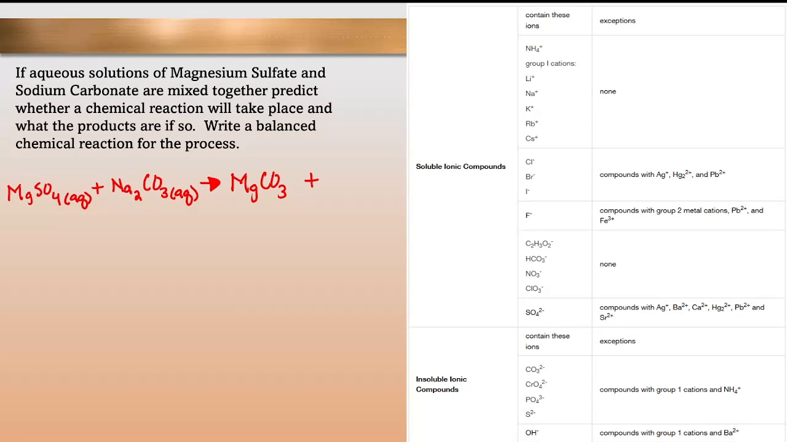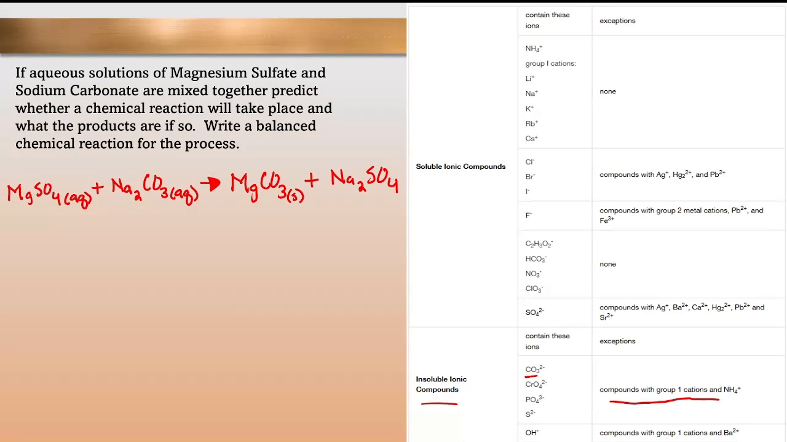So the formula for sodium sulfate is Na2SO4. Now, of course, we want to go and check and see if any of these forms solid or insoluble products. Starting with carbonate, I see that carbonate is part of the insoluble ionic compounds as long as it is not bonded with group 1 cations or ammonium, of which magnesium is neither. So that will form a solid insoluble compound.